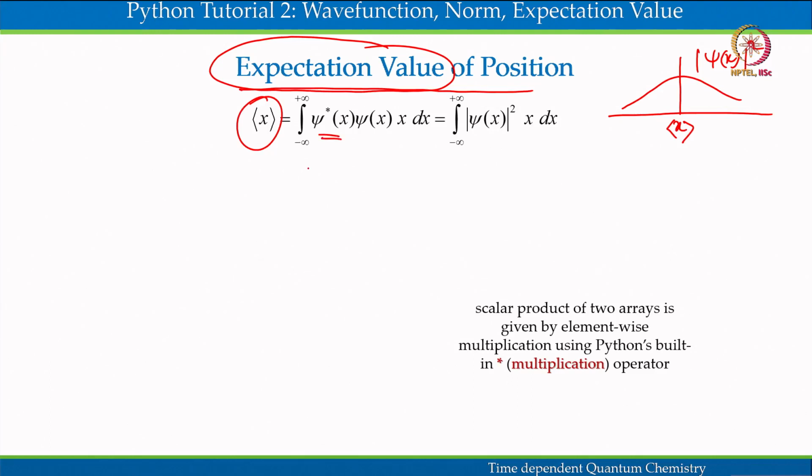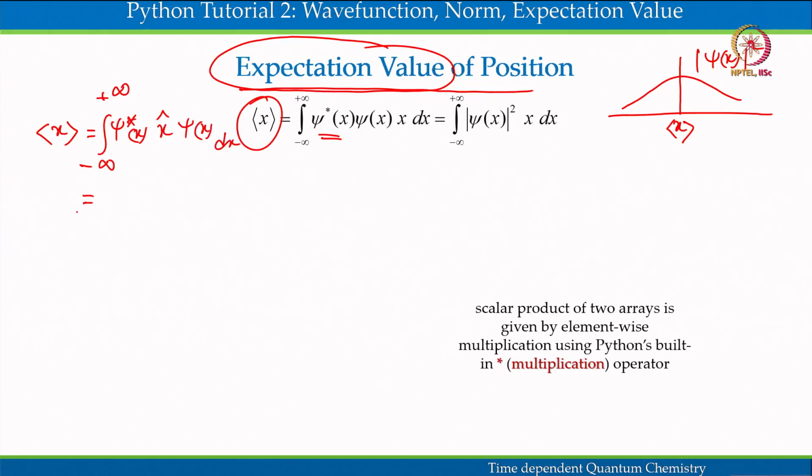So, that is the basic idea. Expectation value of position is given by this. In general, if x is an operator, then the expectation value is going to be the integral from minus infinity to plus infinity of psi star, then the x operator, then psi of x dx.